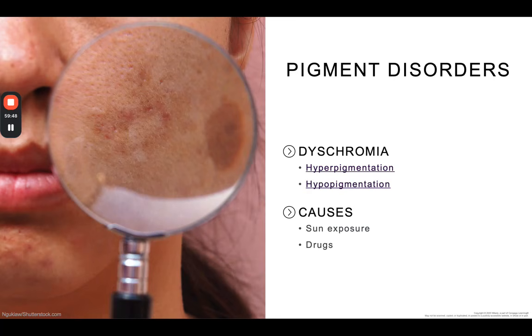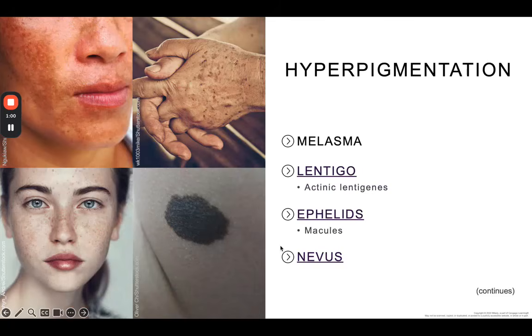Also, play this video back as many times as you need to. Pause it as much as you need to make sure you're getting thorough notes. So, hyperpigmentation is an overproduction of pigment, and hypopigmentation is a lack of pigment. These are the two types of pigment disorders. Sun exposure is the biggest external cause of pigment disorders and can make existing pigmentation disorders worse. Drugs may also cause certain pigmentation abnormalities. So the main causes of these disorders are sun exposure and drugs.